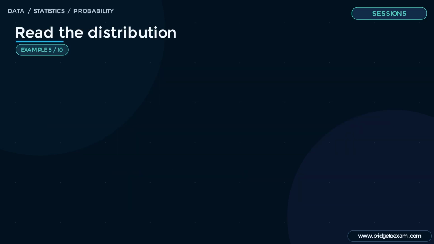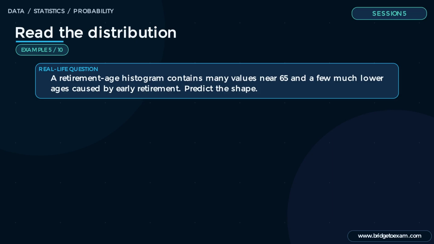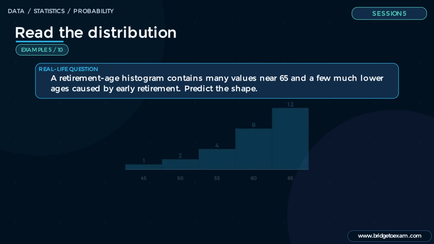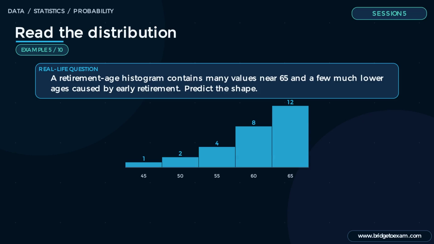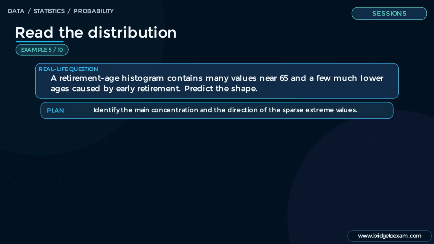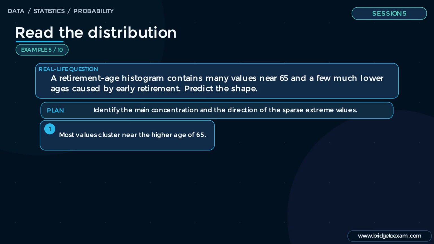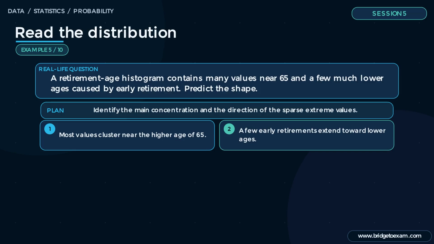Example 5. A retirement age histogram contains many values near 65 and a few much lower ages caused by early retirement. Predict the shape. Plan. Identify the main concentration and the direction of the sparse extreme values. Step 1. Most values cluster near the higher age of 65. Step 2. A few early retirements extend toward lower ages. Step 3. The longer tail points left.